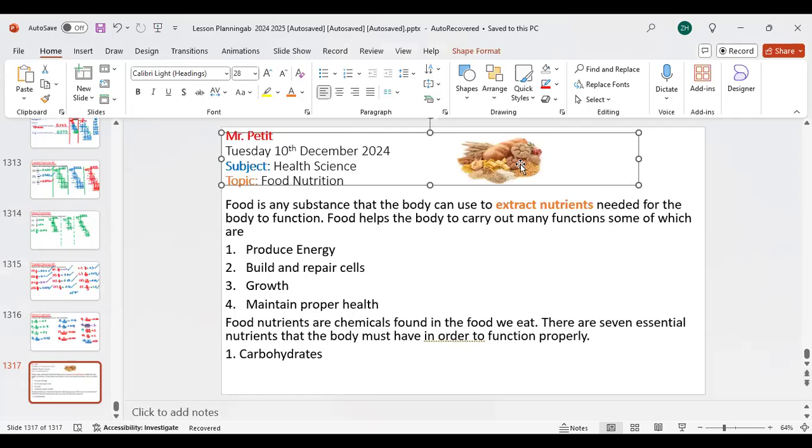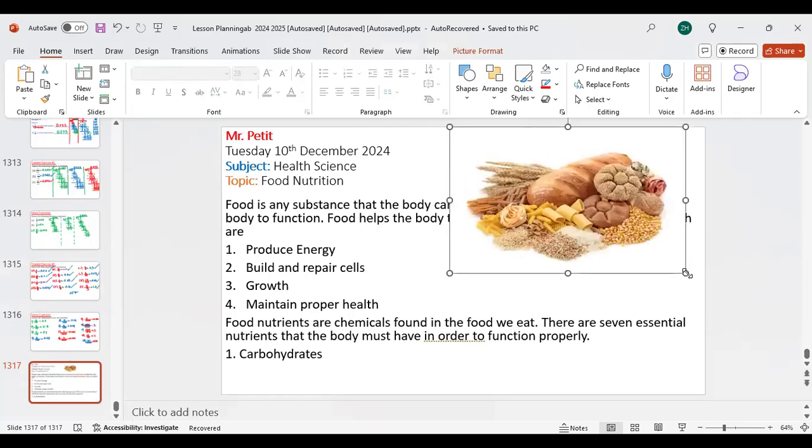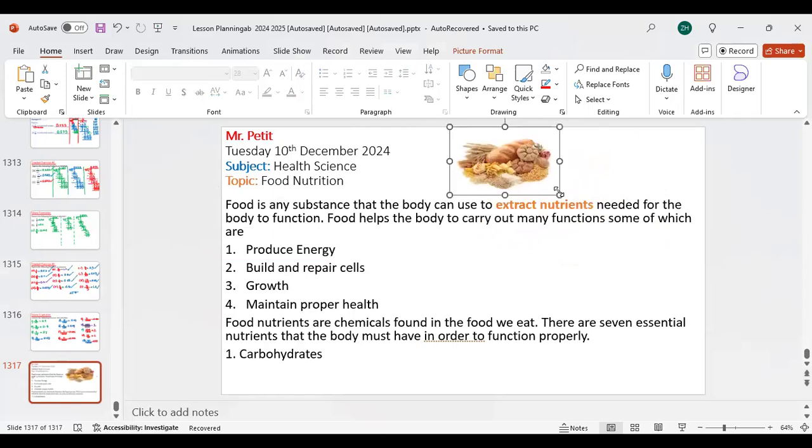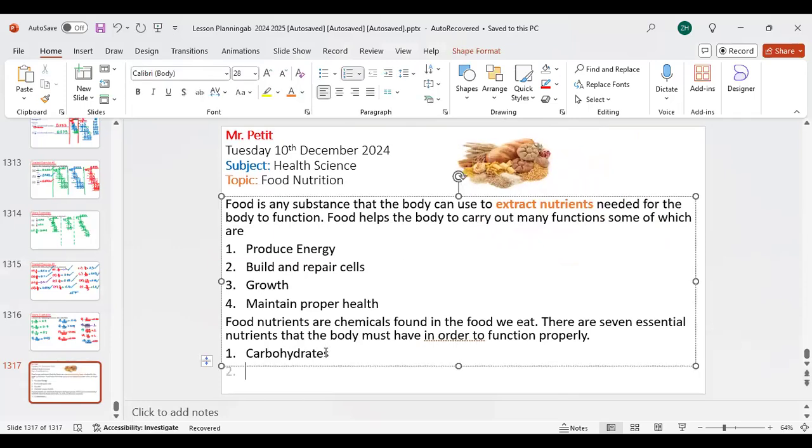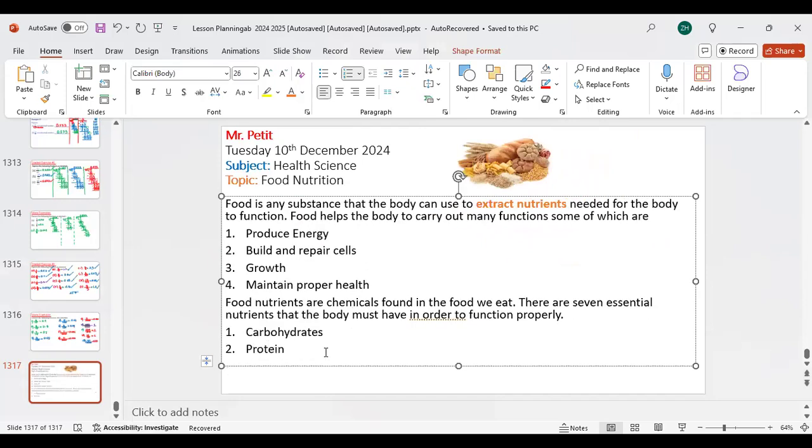All right, so this is carbohydrates, as you can see. Wheat, bread, pasta, rice, all them stuff. Okay, that's carbohydrates. Then after carbohydrates, we have protein. What is protein? Examples of protein would be what? Legumes, beans, nuts. What else? Meat. Meat in all its forms.